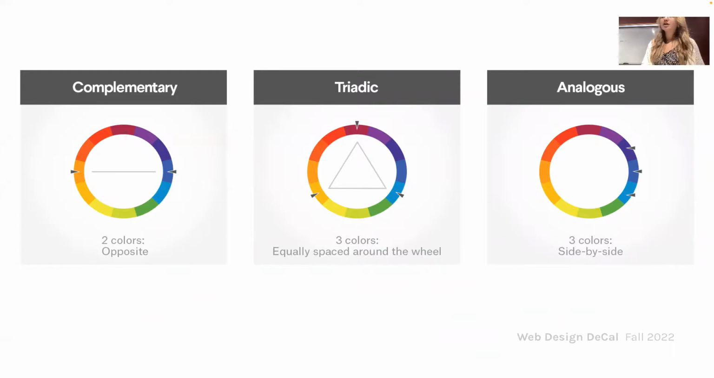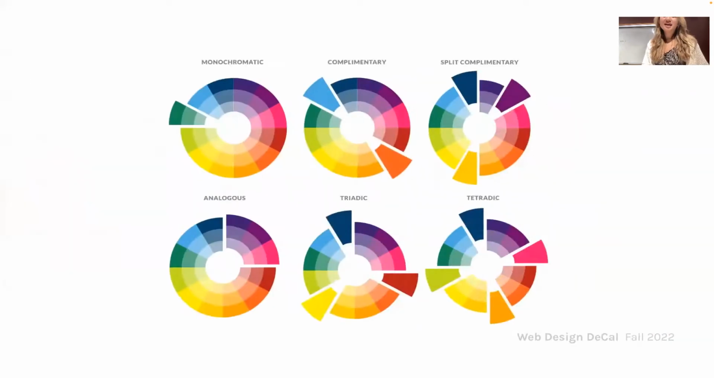Any questions so far? Pretty straightforward stuff. Here are some more relationships on the color wheel. We also have split complementary, which is any color, its complement, and then the two colors next to it. We have tetradic, which is just like triadic, but with four colors evenly spaced around the color wheel. And then monochromatic, which is just shades and tints of a color.